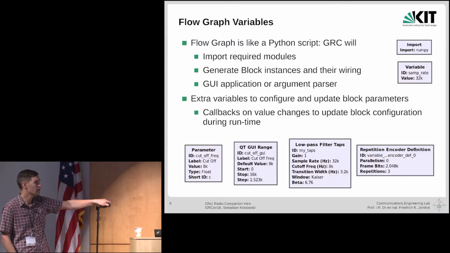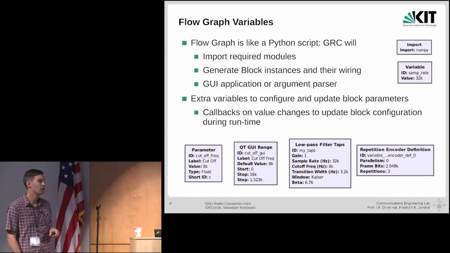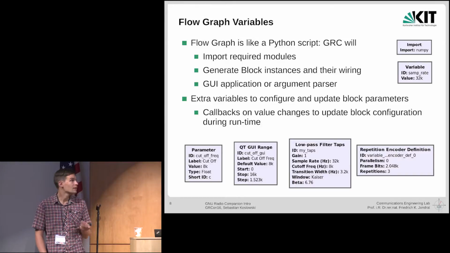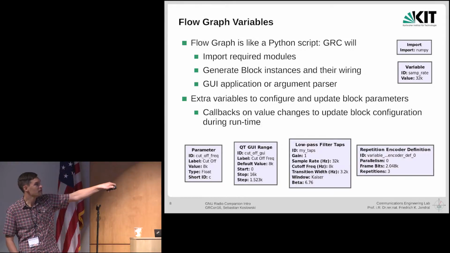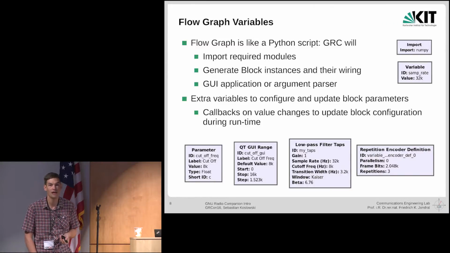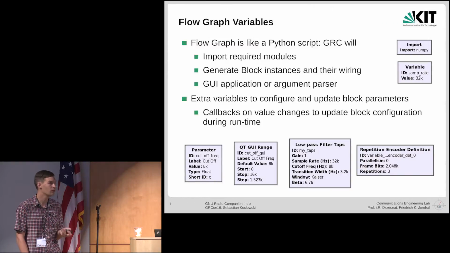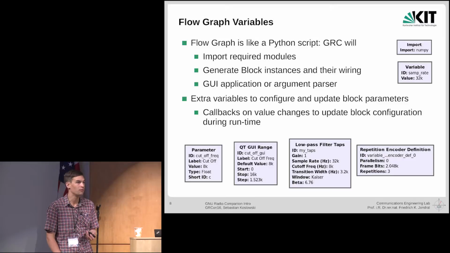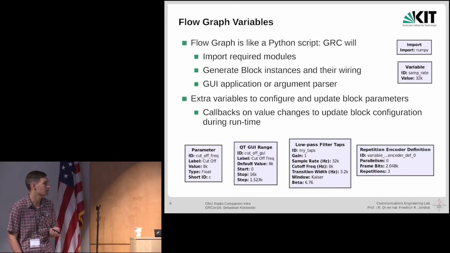So we have different forms of variable blocks. The basic one is this one. You have seen this before. You just give it an ID. That's the name it'll have in the Python namespace and all of your flow graph, and you enter a value. That's a simple Python expression.